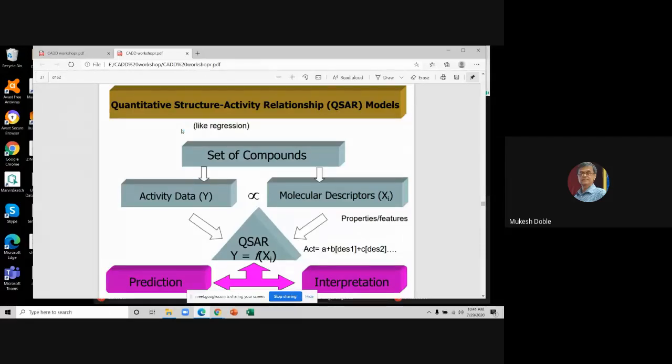It depends on how many data points we have. There are some rules about how many data points you should require, and I'll talk about it later. This is all coming from statistics regression. So you have to recall your studies from school or maybe the first year statistics course, the regression course. So QSAR is like regression. It's a quantitative structure activity relationship.